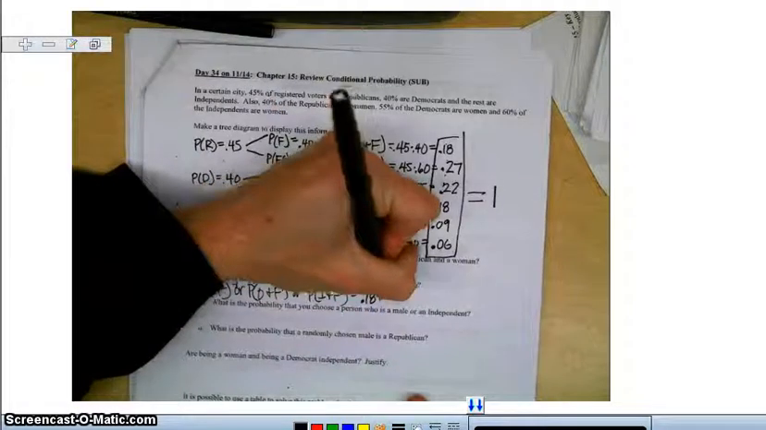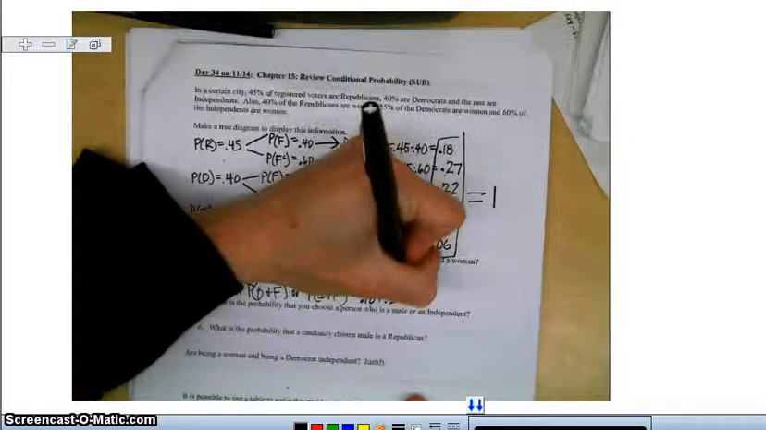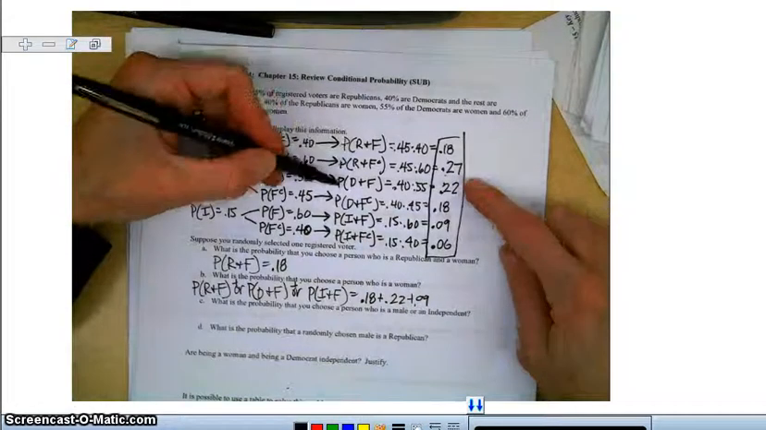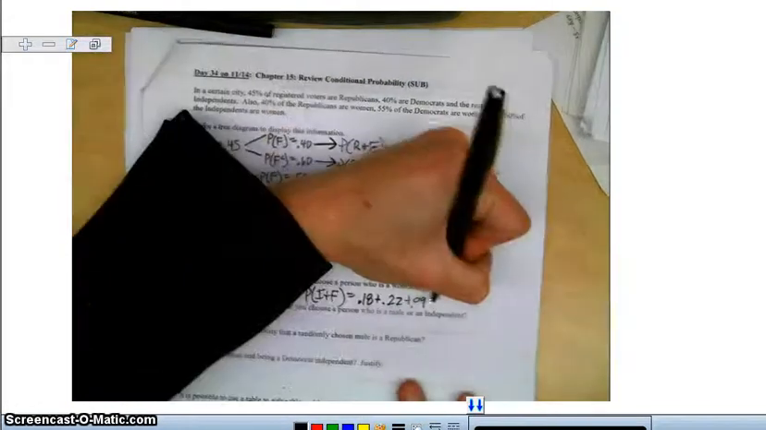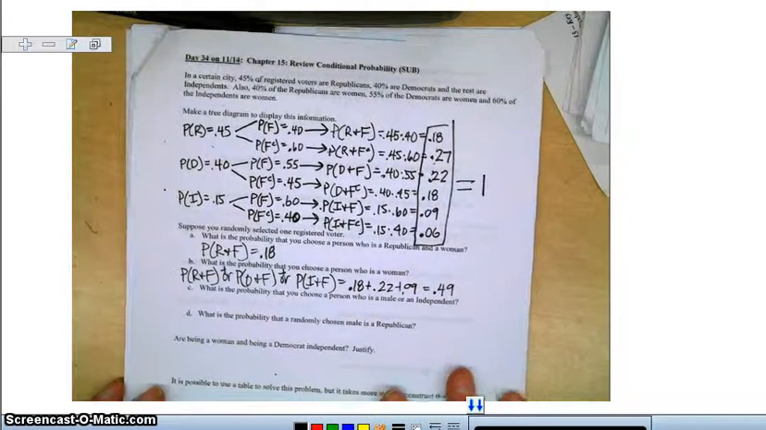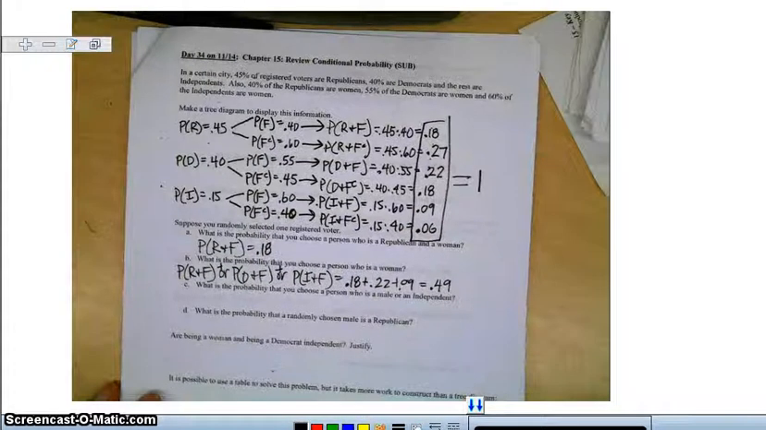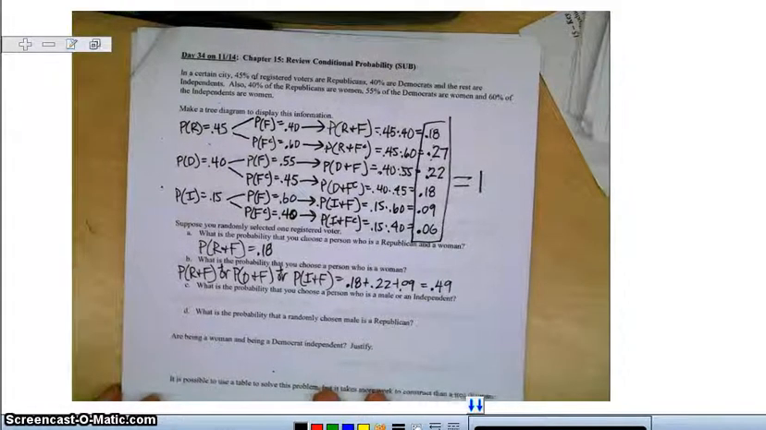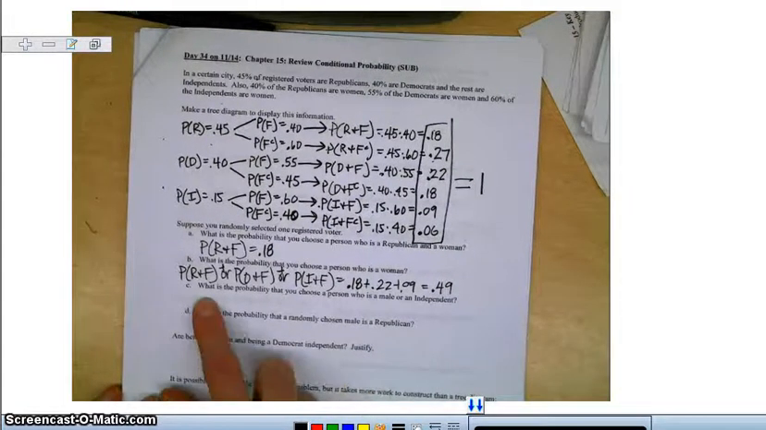0.18 plus 0.22 plus 0.09, because those are the three probabilities that have females. So that would give you 0.49. All right. So in other words, of the whole population, 49% are women. So what percent would be men? 51. Okay, that wasn't a real question on here. So, okay, so next one.